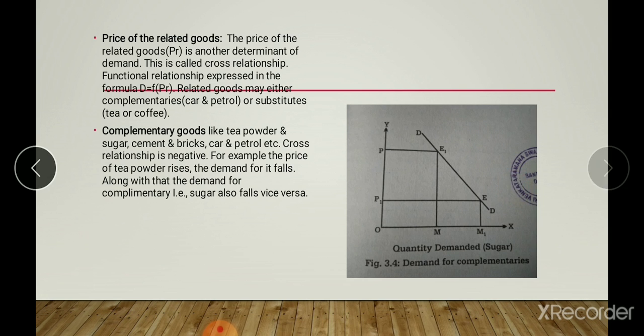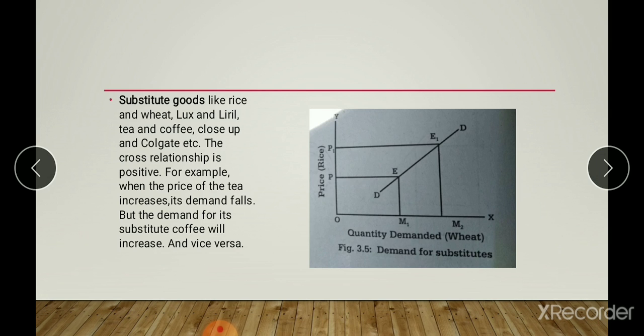And in the case of substitute goods like rice and wheat, Lux and Liril, tea and coffee, Close Up and Colgate, these are examples of substitute goods. The cross relationship is positive. When the price of tea increases, its demand falls, but the demand for its substitute like coffee increases, and vice versa. The consumer prefers both tea and coffee.